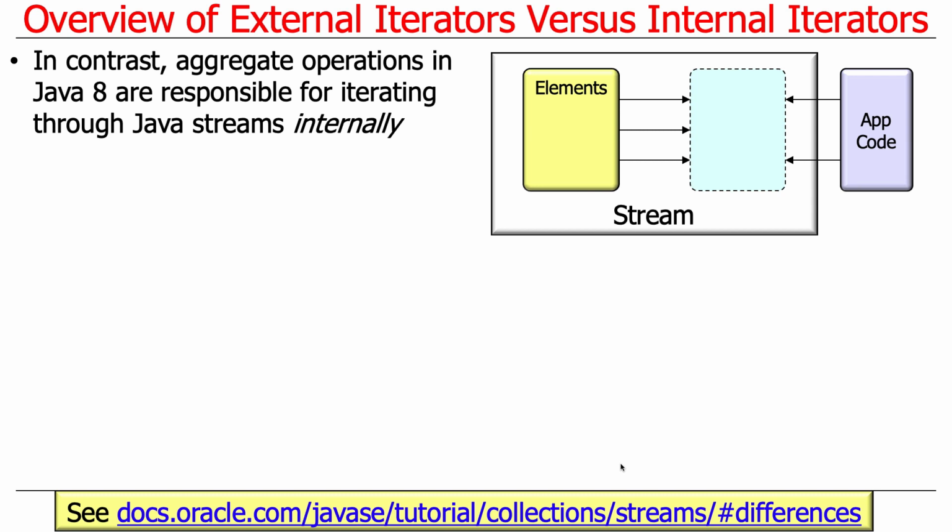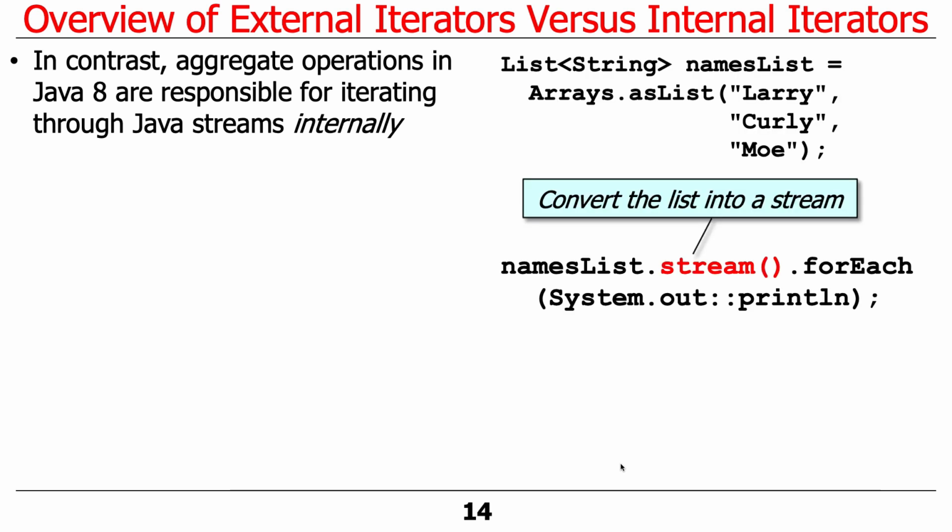With Java 8 and beyond, when you use streams, instead you iterate through the stream internally. So rather than having this code using a for each loop where it calls back to your application code, what you do is you basically turn all the processing over to the stream, and it does all the work on your behalf. So here's an example of how this could be used.